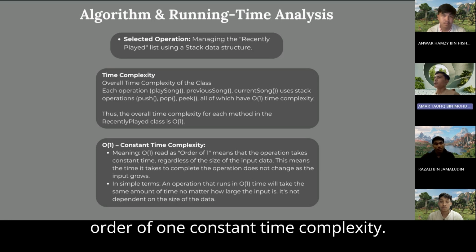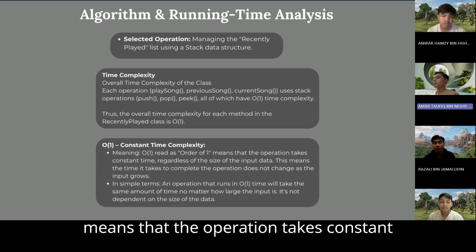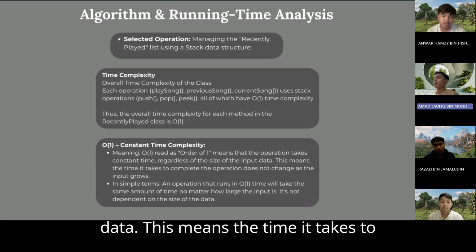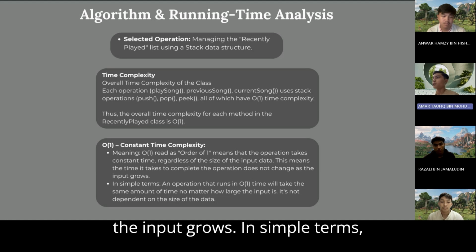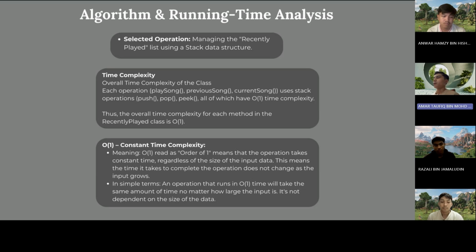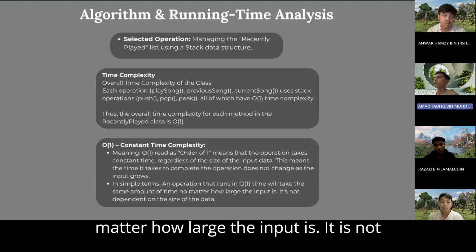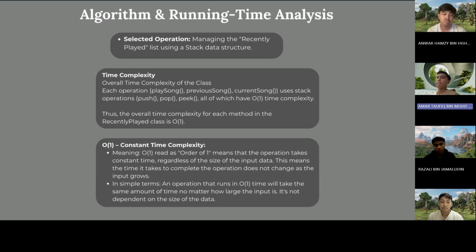O(1) is constant time complexity, meaning the operation takes constant time regardless of the size of the input data. This means the time it takes to complete the operation does not change as the input grows. In simple terms, an operation that runs in O(1) time will take the same amount of time no matter how large the input is. It is not dependent on the size of the data.